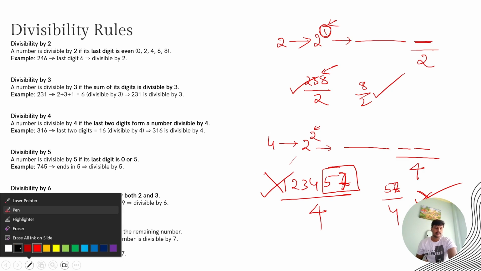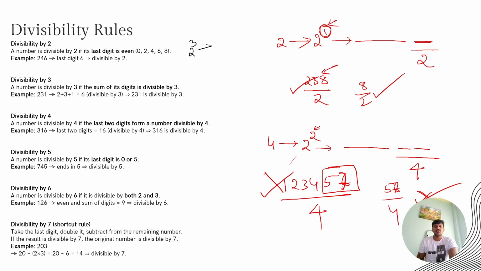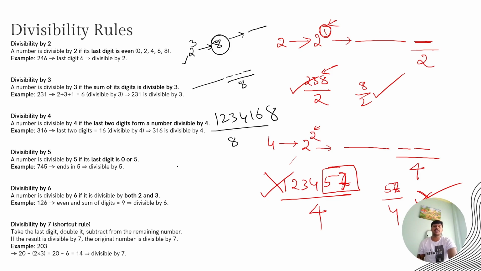Let's go one more. What is 2 cube? 2 cube is actually 8. So the rule for 8 is similar to 2, but this time we are going to check the last 3 digits. If the last 3 digits are divisible by 8, let us take a big number and check only the last 3 digits. If the last 3 digits are divisible by 8, then the entire number will also be divisible by 8. For example, 1234168. If I want to check whether this number is divisible by 8 or not, I just need to check the last 3 digits. If 168 is divisible by 8, then the whole number will also be divisible by 8.